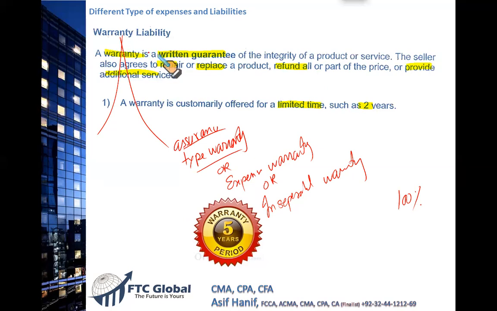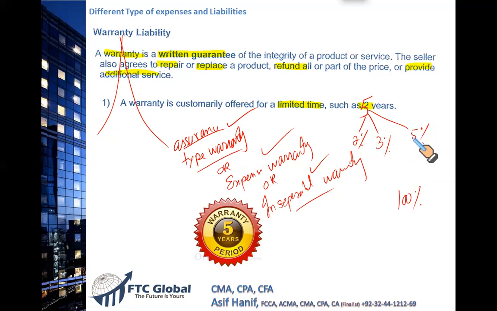Now remember, the first type of warranty is called assurance type warranty, expense warranty, and sometimes the inseparable warranty because it is sold with the product. When you buy a product, it comes with it. Now the important point is, let's say maybe the warranty period is 5 years. And as per your past records, 2% of the warranty cost might be incurred in the first year, 3% in the second year, and 5% in the third year.